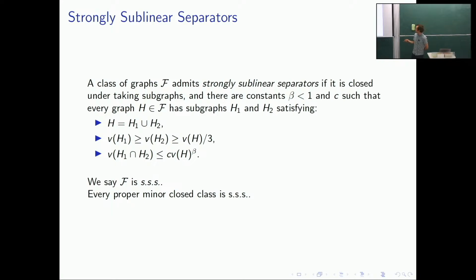If you're familiar with polynomially bounded expansion, then that's another way of talking about it. It's basically the same as having polynomially bounded expansion. But I won't explain what that is.